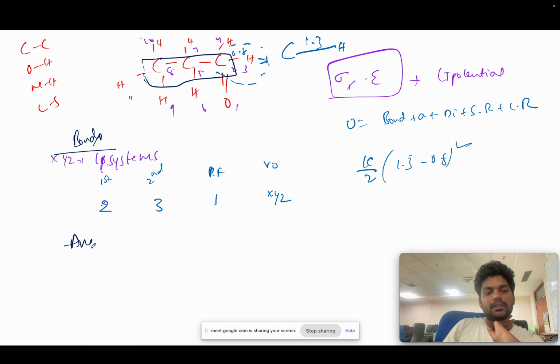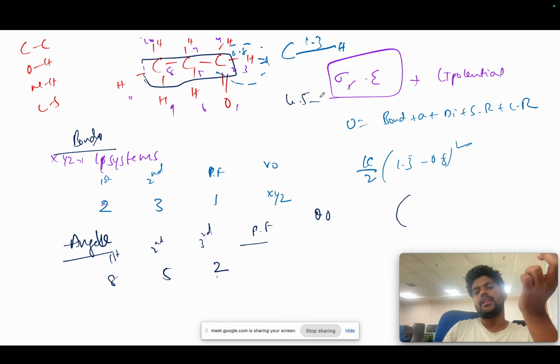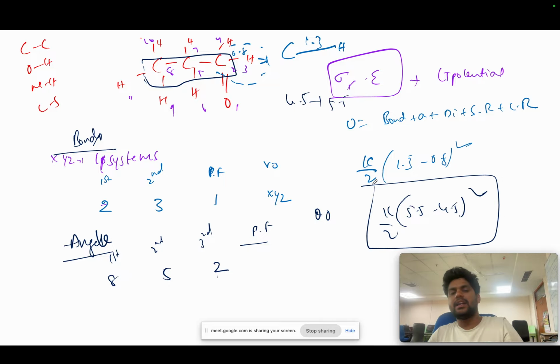So then comes the angle. Here we need to write, okay, first one is 8, the center one will be the middle one, 5, then 2, and then here will come the potential force. So this is the first atom, the second atom, the third atom, the potential force, and the theta naught value. Same thing for the potential: suppose initially it is some angle 4.5, and then it is converted to 5.5. So we will have the formula of 5.5 minus 4.5 whole square, k by 2. In the same way for dihedral also. So these are the parameters.